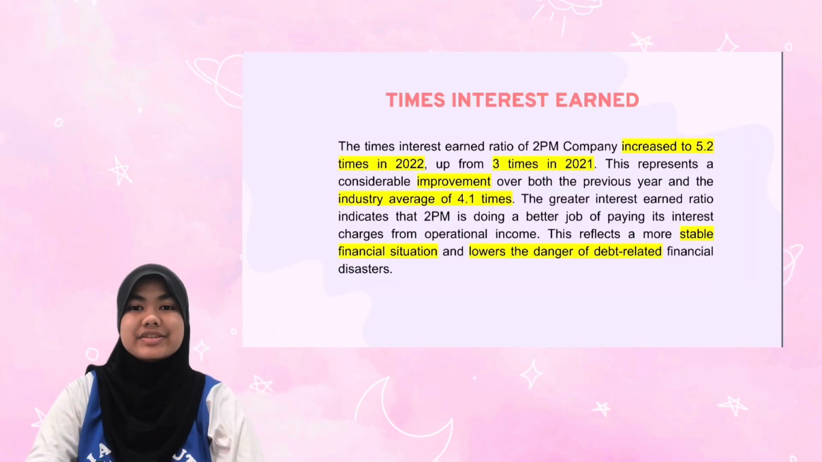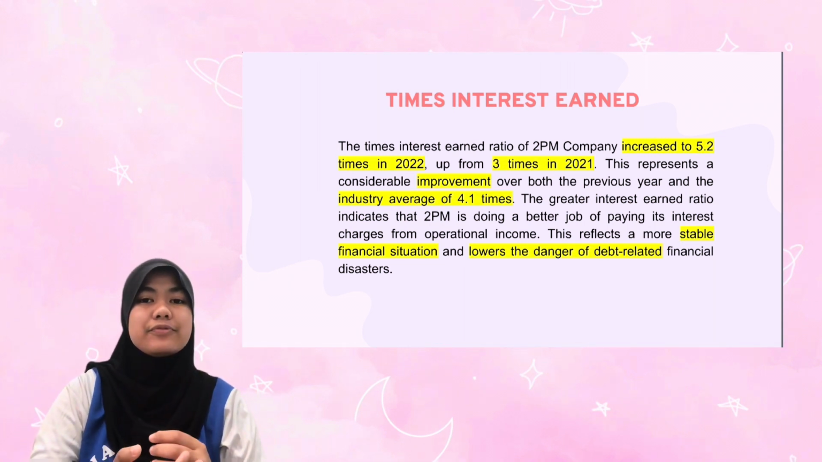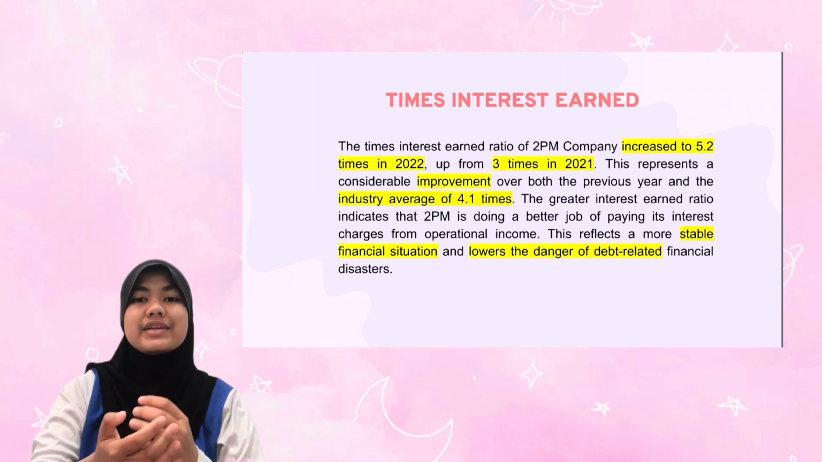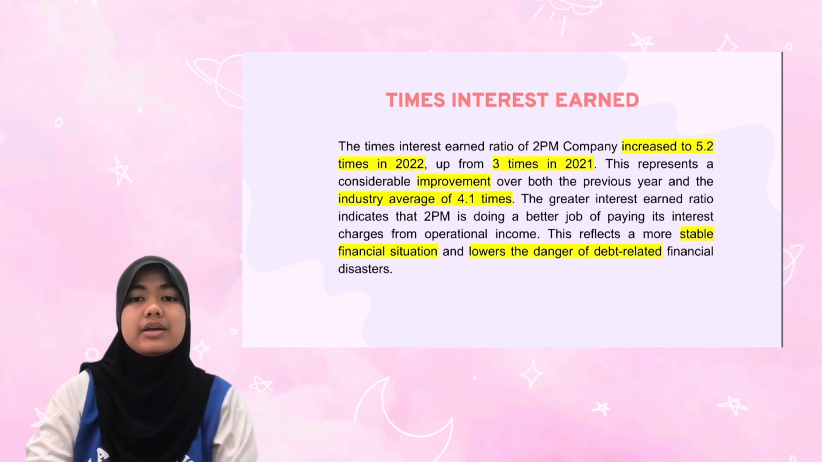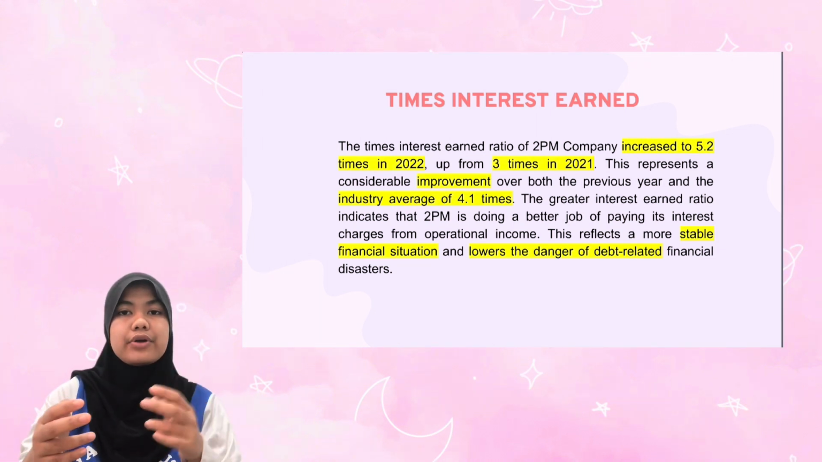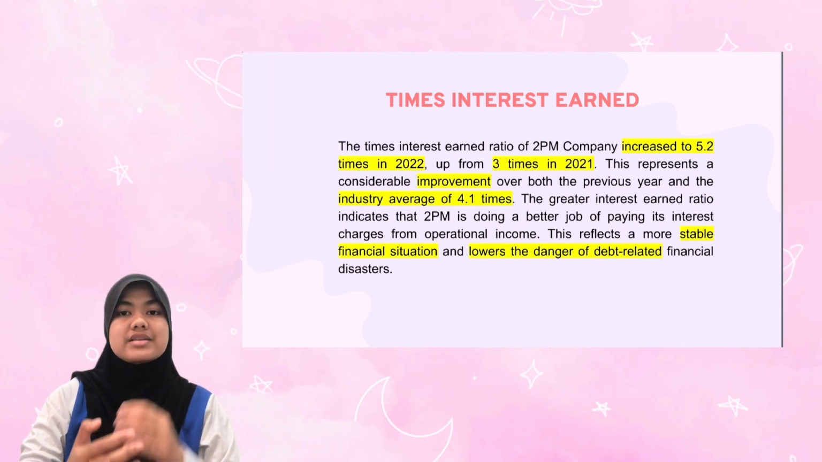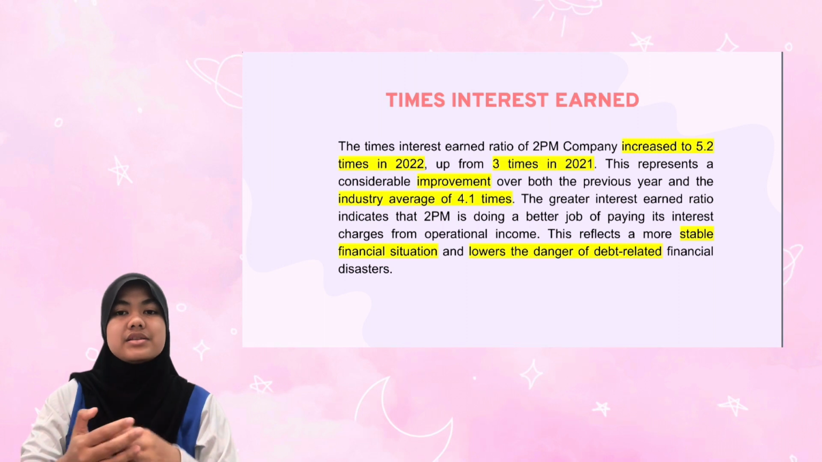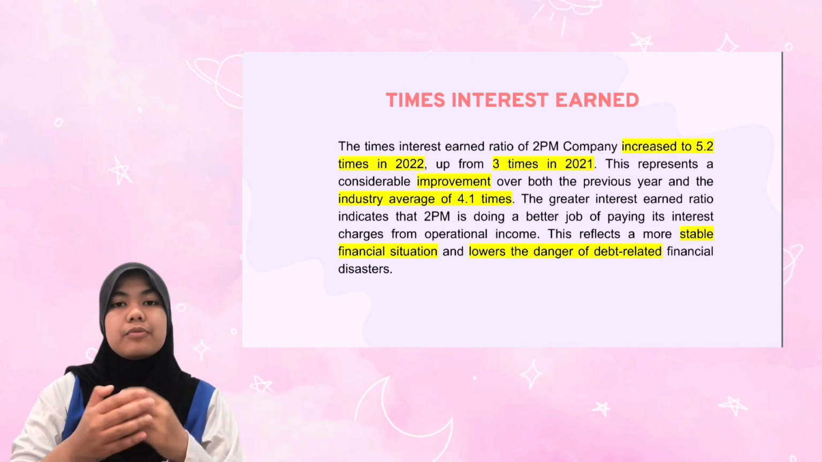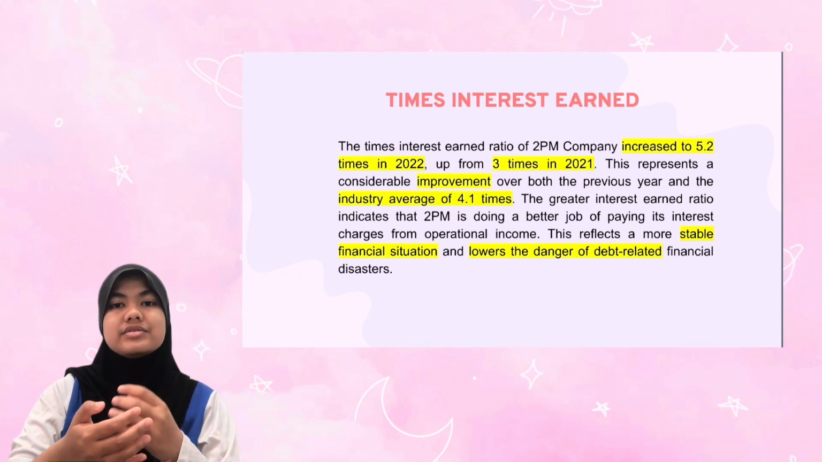The company's times interest earned ratio in 2022 is 5.2 times, which is a significant improvement as compared to 3 times in 2021. The industry standard for times interest earned is 4.1 times as well. According to this value, 2PM company has significantly improved its capacity to pay its interest costs, outperforming both its own performance in the prior year and the industry average.